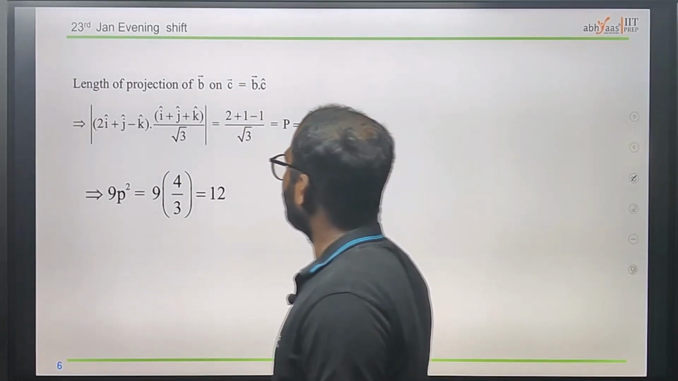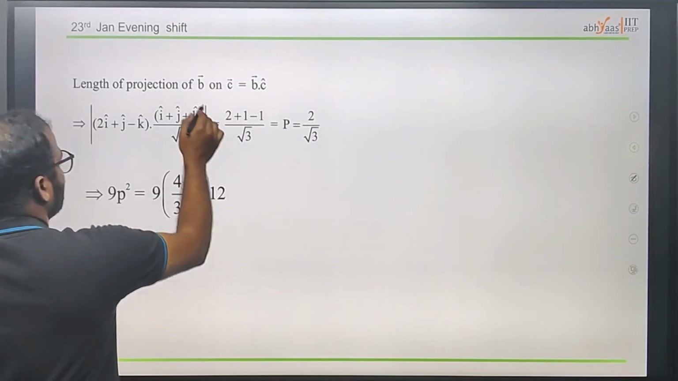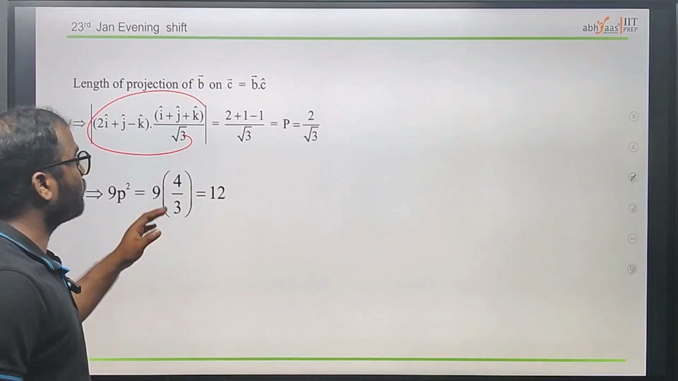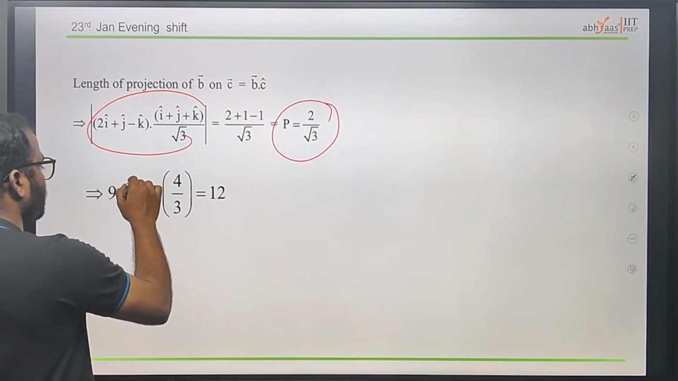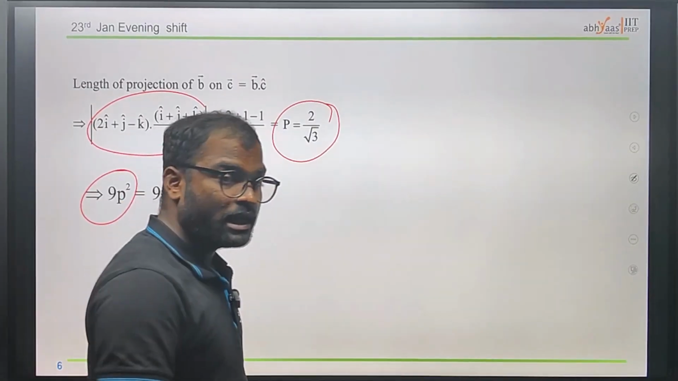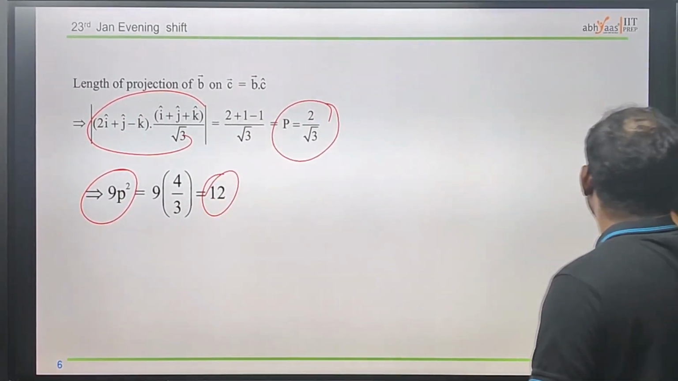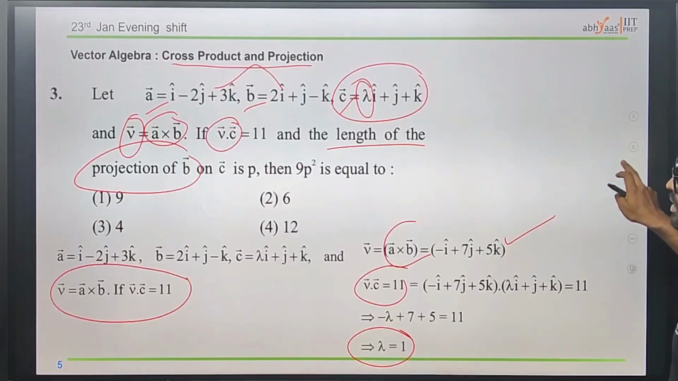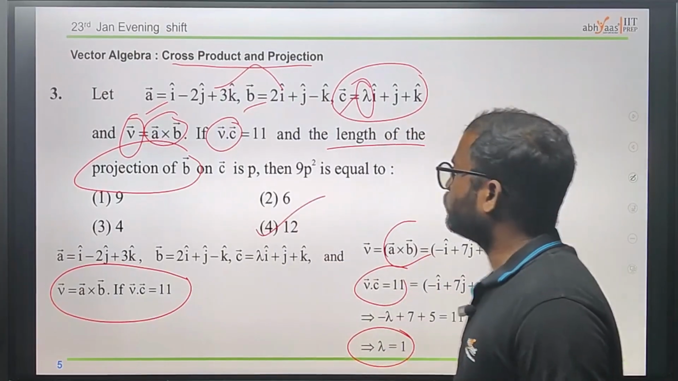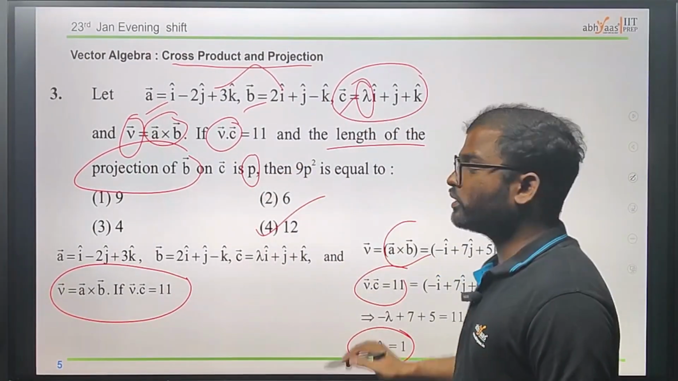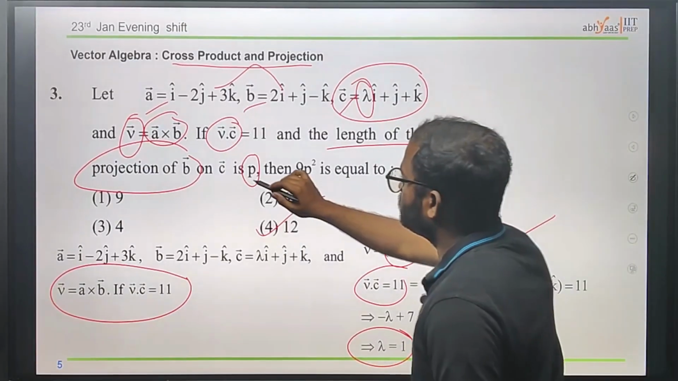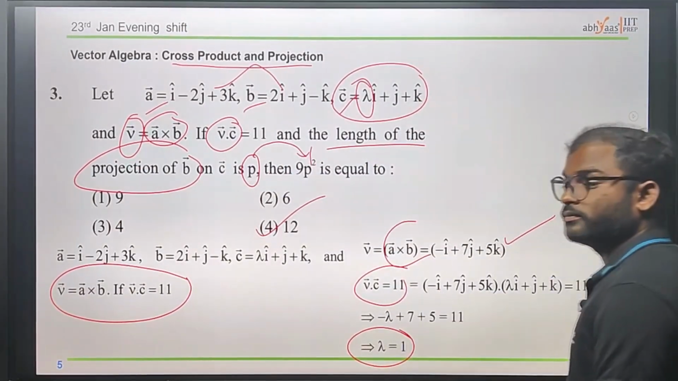Using the formula, we just substitute the vectors in this place, and we can easily find the answer as P is equal to 2 by root 3. Now just substitute the P value in 9P square, and we get the answer as 12, which is 4 is the answer. I hope you understood. They have given that the projection is P, so in place of P we just substitute in 9P square.